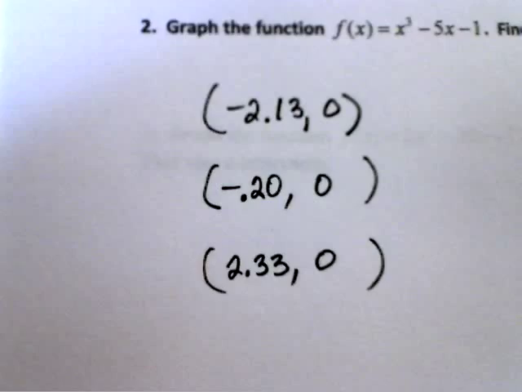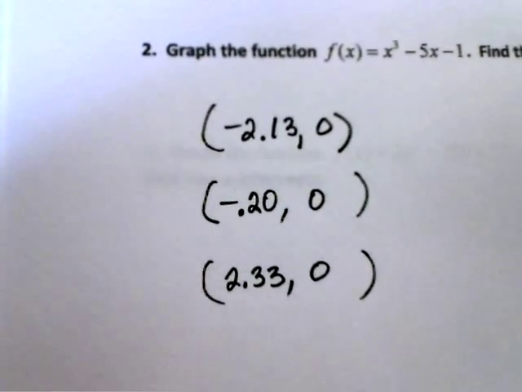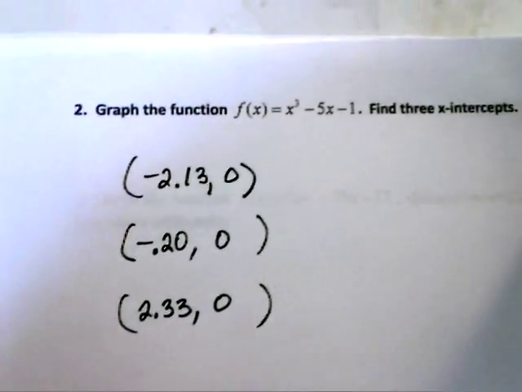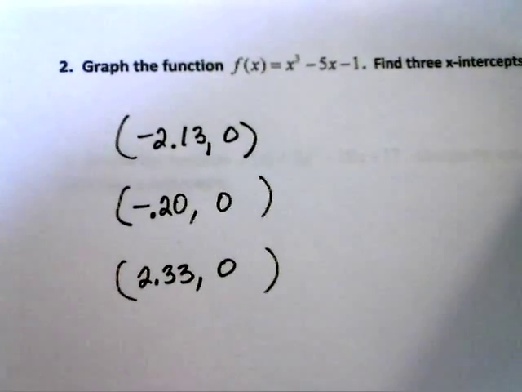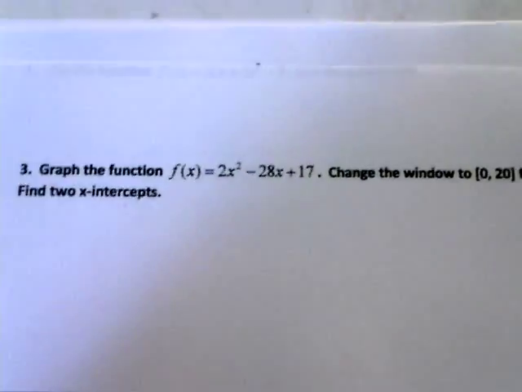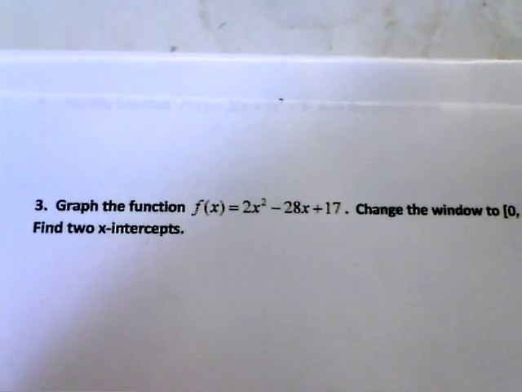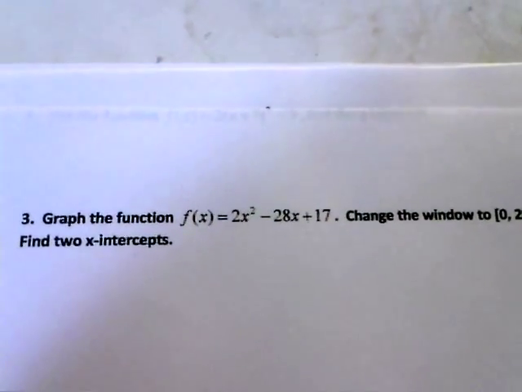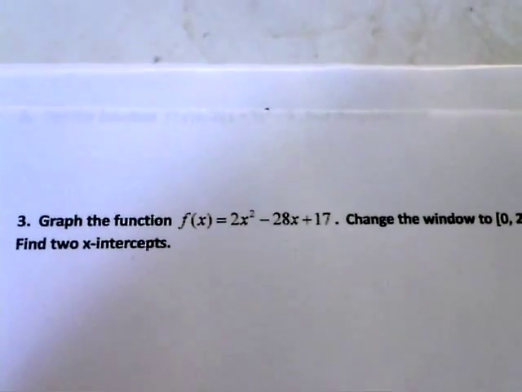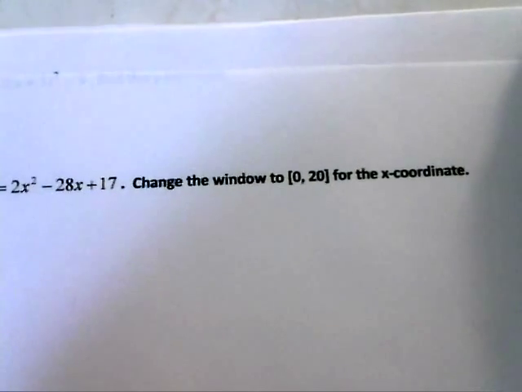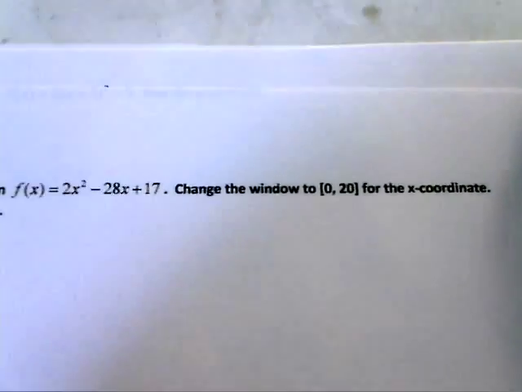So those are my 3 x-intercepts for this particular graph of that function f of x equals x to the third minus 5x minus 1. Alright, the third one, you're going to find 2 x-intercepts. You're going to graph this function f of x equals 2x squared minus 28x plus 17. But you're going to change the window to 0, 20 for the x coordinate.